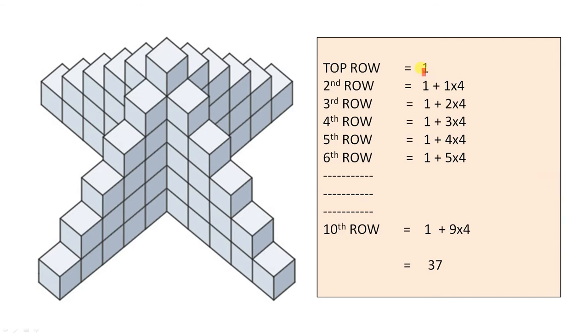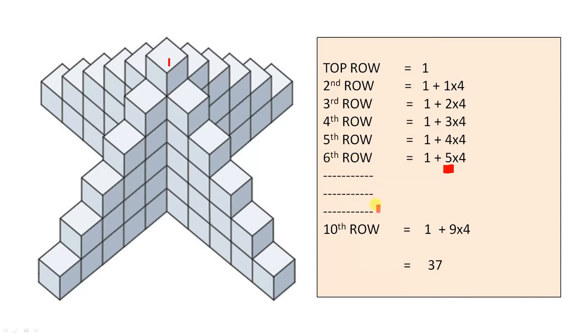So here we go. You remember the top row was 1, which was this one. The second row was 1 plus 1 times 4. Remember there was 1, 4. Of course we had 1 plus 4. The third row was 1 plus 2 sets of 4. Look at the pattern that's building up. The fourth row was 1 plus 3 sets of 4. The fifth row was 1 plus 4 sets of 4. And the sixth row was 1 plus 5 sets of 4.